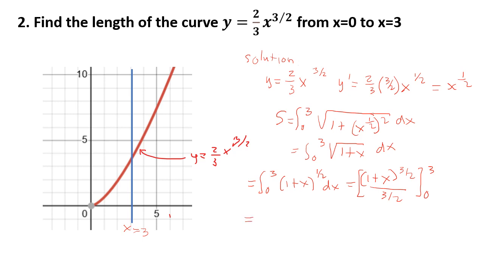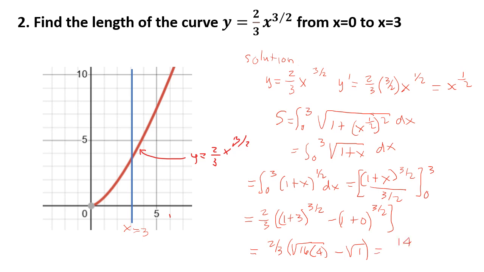Equals 2 over 3 times 1 plus 3 to the power 3 over 2, minus 1 plus 0 to the power 3 over 2, equals 2 over 3 times the square root of 16 times 4, minus the square root of 1, equals 14 over 3.